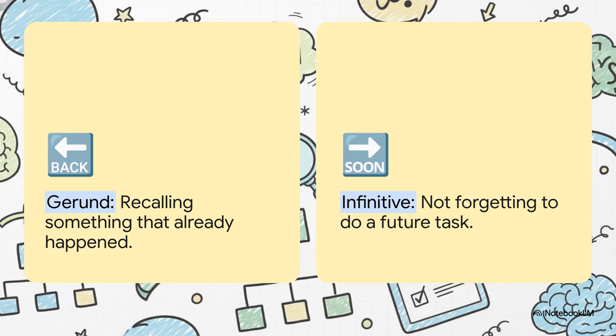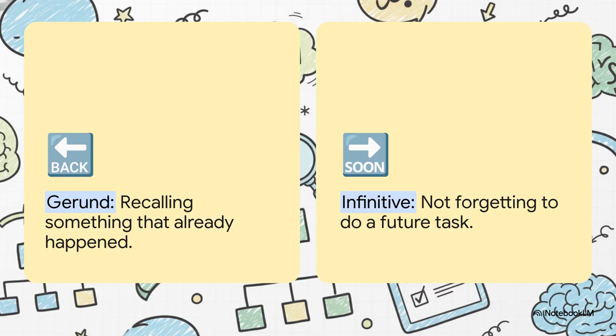Now, some verbs can take both, but the meaning changes entirely based on which one you use. Think about the verb remember. Remember plus a gerund recalls the past: I remember sending that report. But remember plus an infinitive points to a future task: remember to update the test plan.